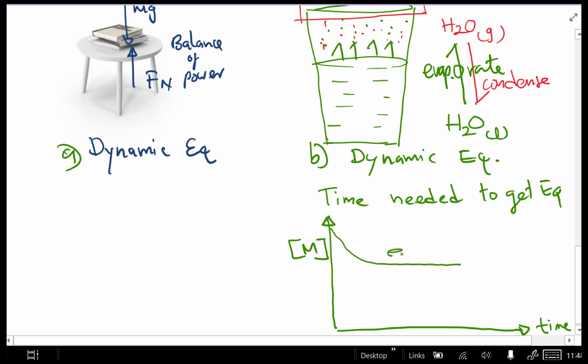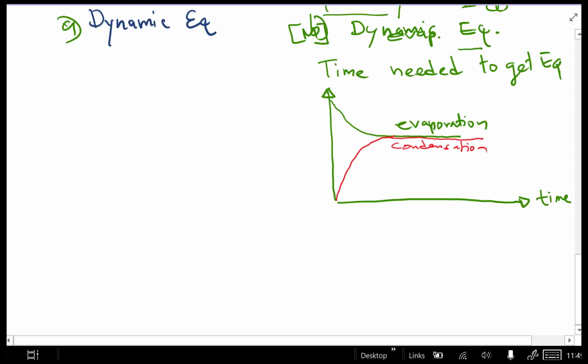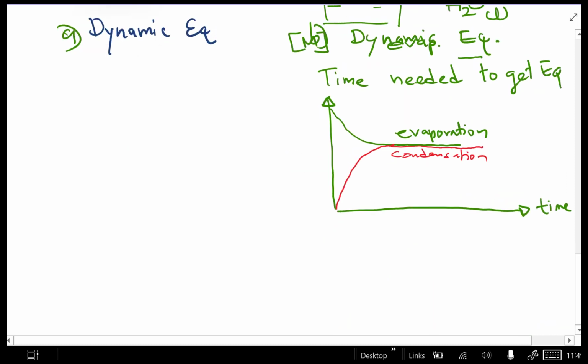So actually the liquid water amount keeps losing by evaporation. So the rate is going to be slowing down, right? But the vapor amount is going to increase and increase and increase by condensation. And that's why it's going up, the red one, the reverse one, right?